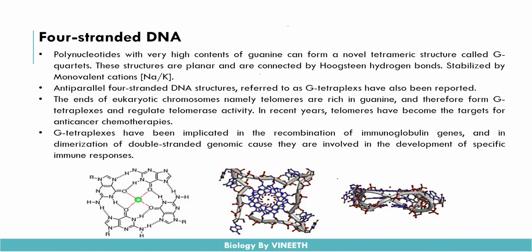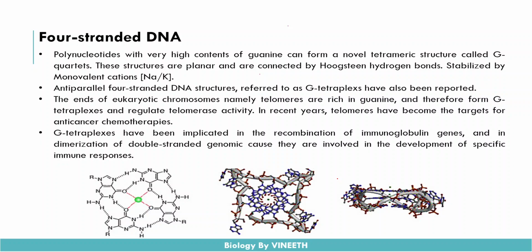G tetraplexes normally form at the telomere ends. When the telomeres overcome the end replication problem of the DNA, these telomeres contain a lot of guanine-rich sequences, and these guanine-rich sequences penetrate into the double helical strand and form the G tetraplexes. These telomeres, which are the ends of the chromosomes, are rich in guanine, and they regulate the telomerase activity. So they don't allow the telomerase to cut the DNA sequences at the ends of the chromosomes.